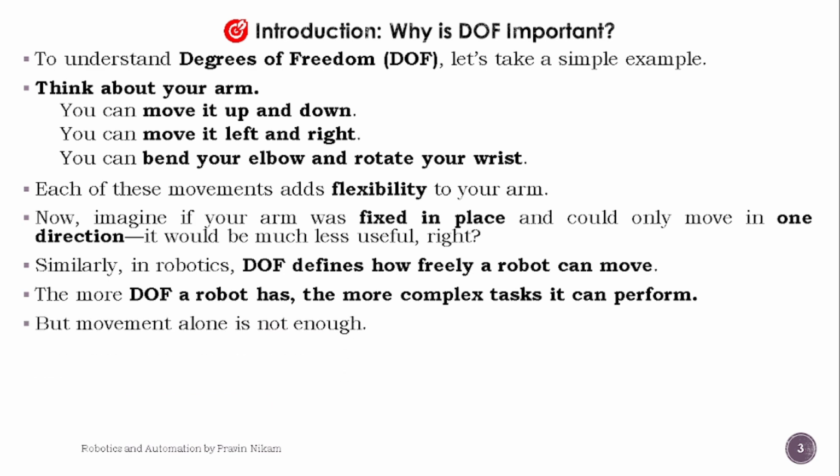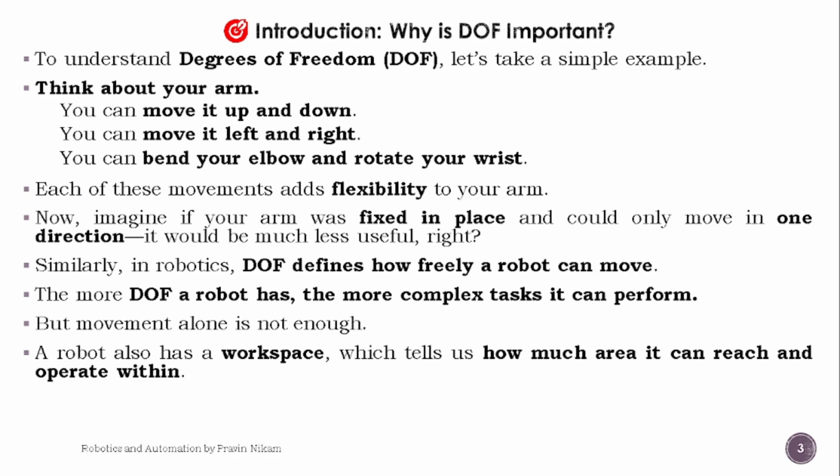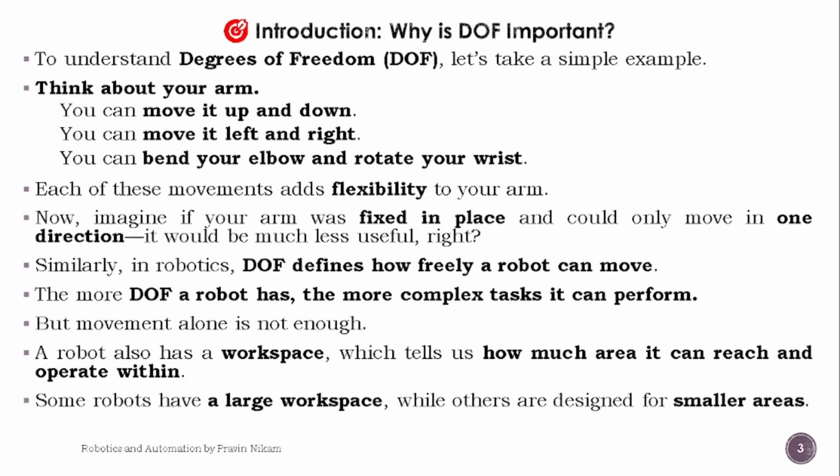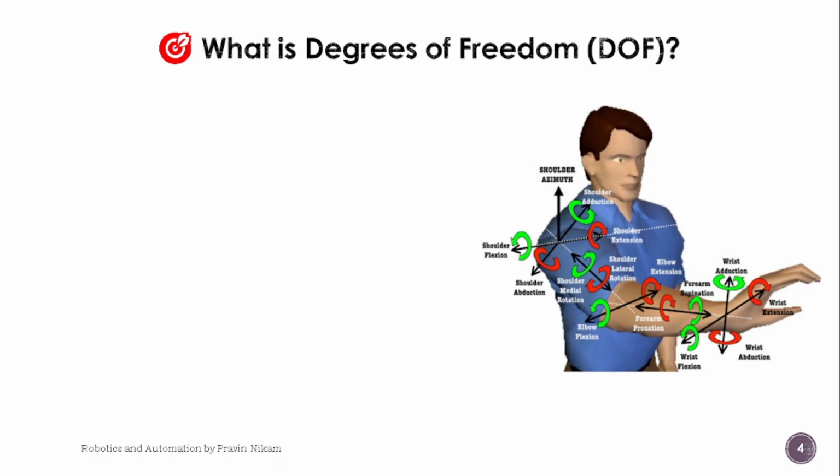But movement alone is not enough. A robot also has a workspace which tells us how much area it can reach and operate within. Some robots have a large workspace while others are designed for smaller areas. Now, what is degrees of freedom?